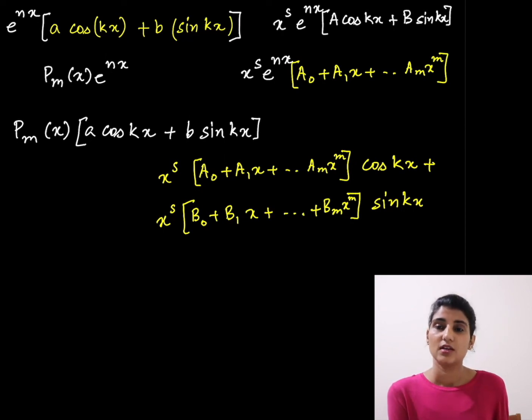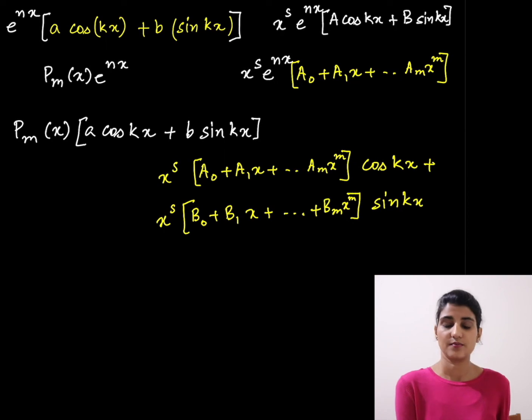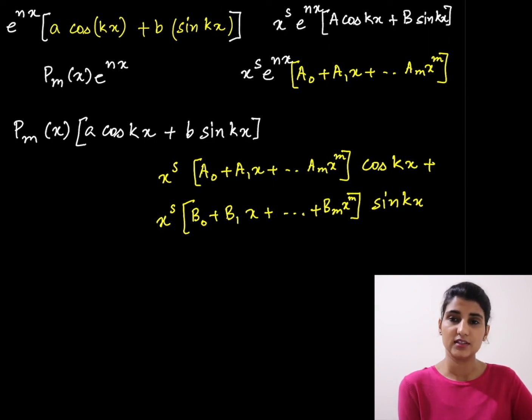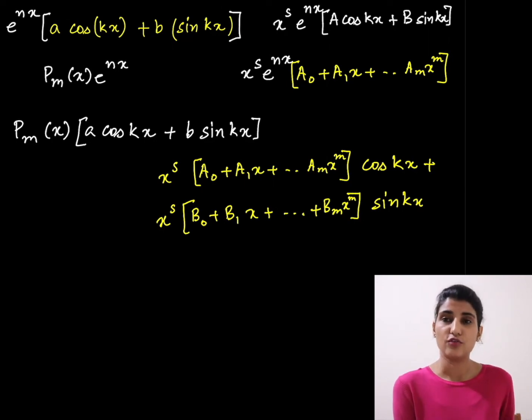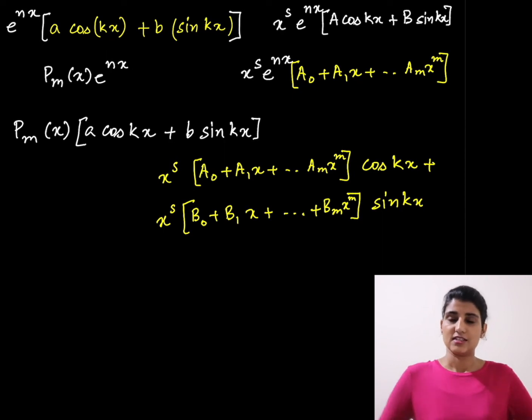So basically this table you can easily make by listing down all the linearly independent terms of your f(x) and its derivatives. So we will stop here today, and in the next lecture we are going to see one more method for finding the particular solution.